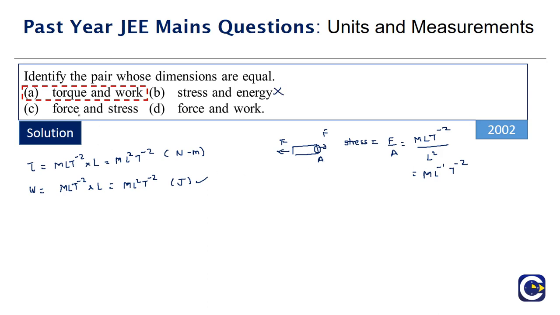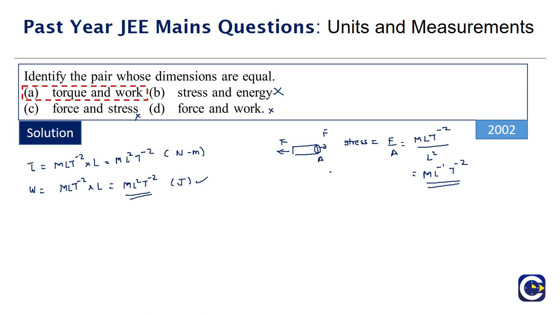And we can look at force and stress. As we have just seen, the force dimension is MLT^-2 and the stress dimension is ML^-1T^-2. So these two also will not have the same dimension. And force and work, of course, force is MLT^-2 and work is ML^2T^-2. So these two also will not have the same dimension. So the correct option for this is answer A, which is torque and work.